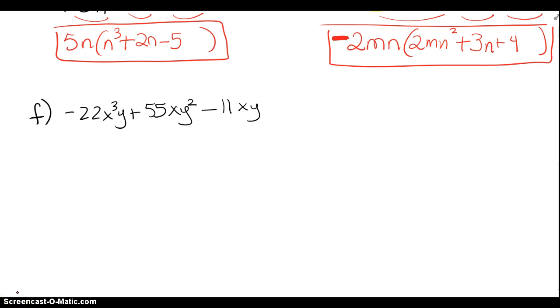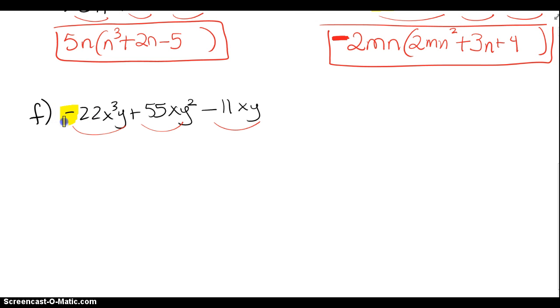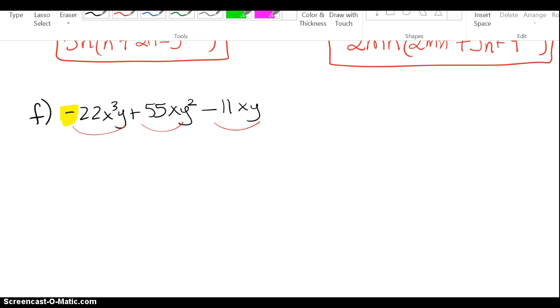Okay, one more of these to look at. I have a trinomial. There are three terms, and as far as the numbers are concerned, they're all divisible by 11, but pay attention, we're dealing with a negative that it's starting with, so I'm going to be pulling out a negative.